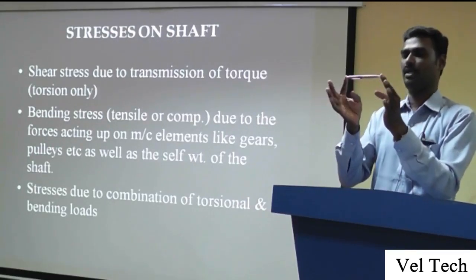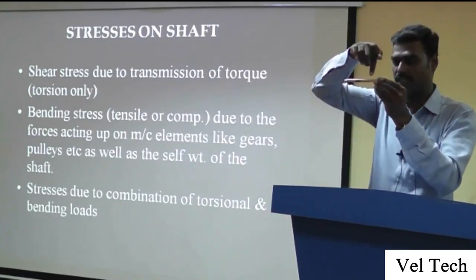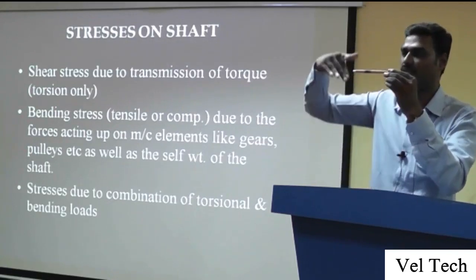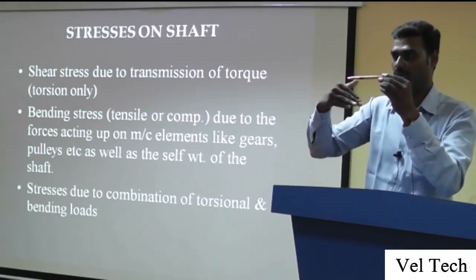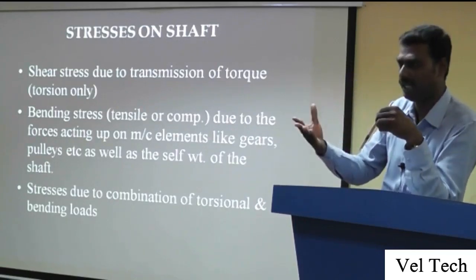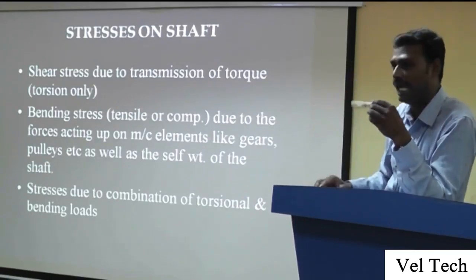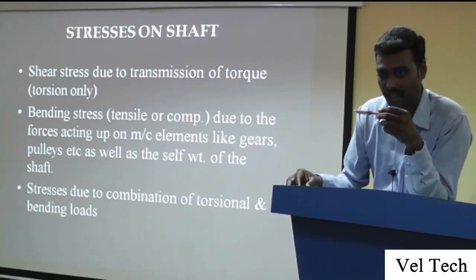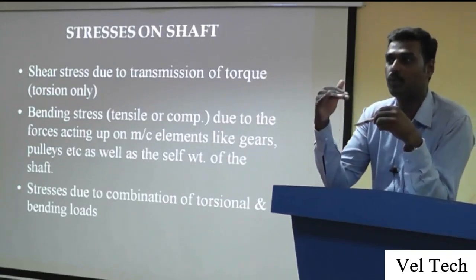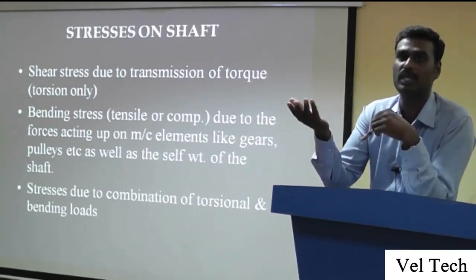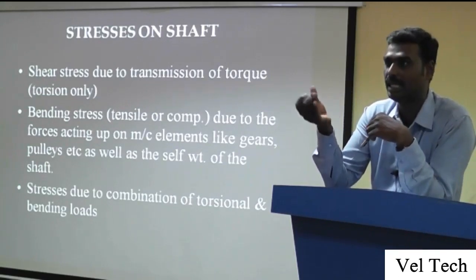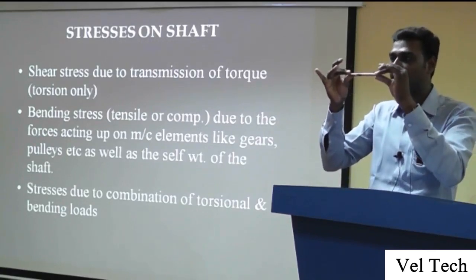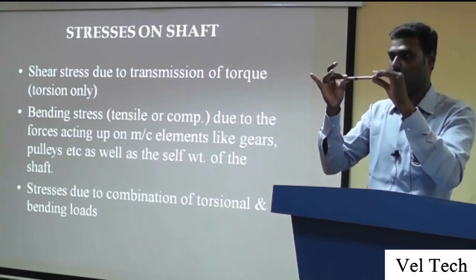In the previous slide I said that in order to transmit power from one place to another, we use other machine elements called gears, pulleys and sprockets. All these machine elements are mounted on the shaft. Already this shaft has some self-weight acting in the vertical direction, and I am mounting brackets, gears and pulleys on the shaft. The total weight acting on the shaft will try to bend it. So there is a bending moment due to the other machine elements mounted on it, your pulleys, gear elements, etc.